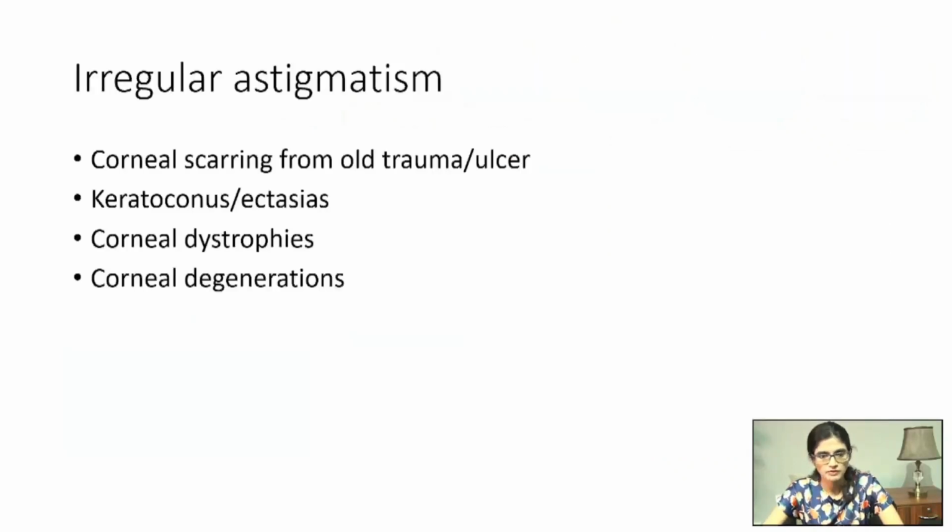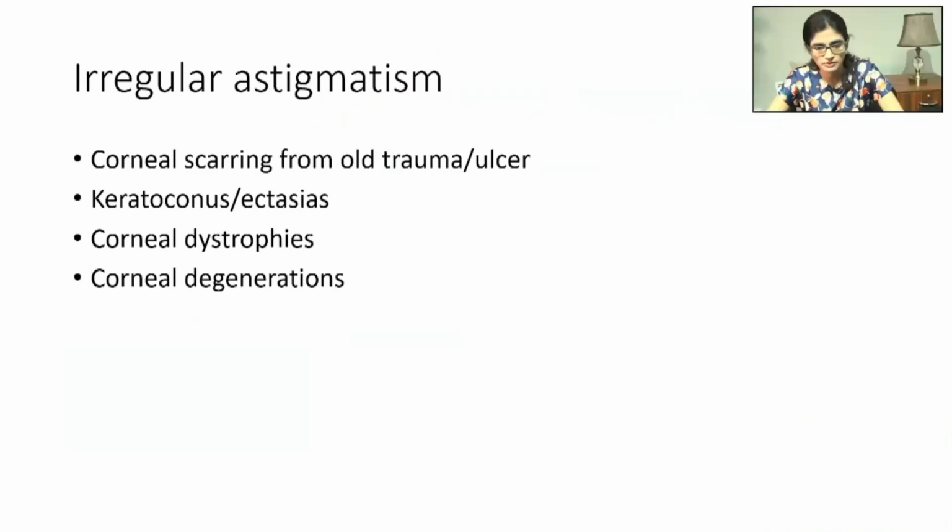So what causes irregular astigmatism? Things like corneal scarring due to any reason. It could be an old trauma, ulcer, suturing, or maybe a scar from old surgery. Then another big problem is the ectasias: keratoconus and other ectatic diseases like pellucid marginal degeneration, keratoglobus, things like that. Corneal dystrophies and corneal degenerations are other causes of irregular astigmatism.